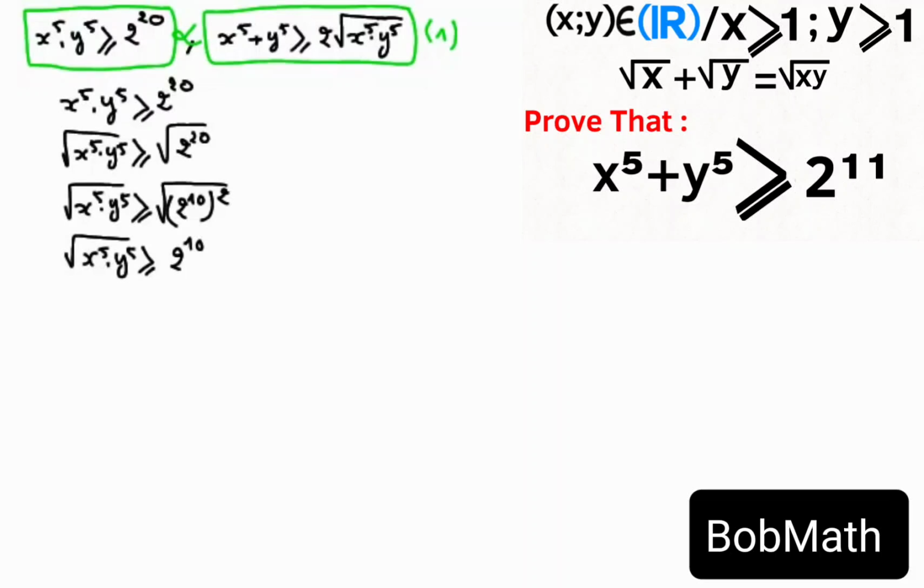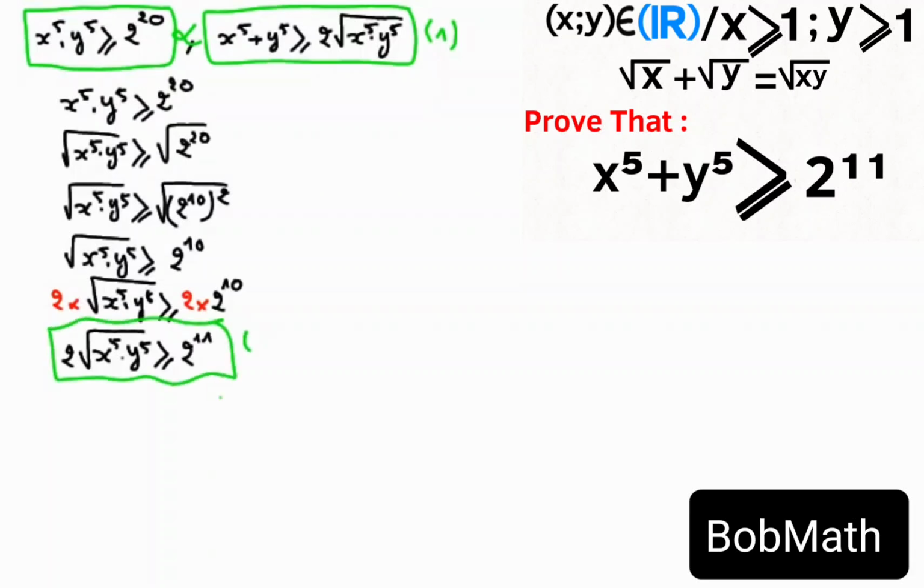Now we multiply this inequality by the number 2, so we get 2 times square root of x power 5 y power 5 is greater than or equal to 2 times 2 power 10, and therefore 2 square root of x power 5 y power 5 is greater than or equal to 2 power 11. We call this inequality 2. From 1 and 2 we conclude that x power 5 plus y power 5 is greater than or equal to 2 power 11. Therefore, this is the relationship required in this exercise.